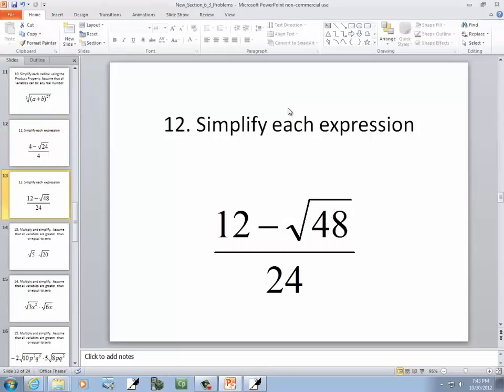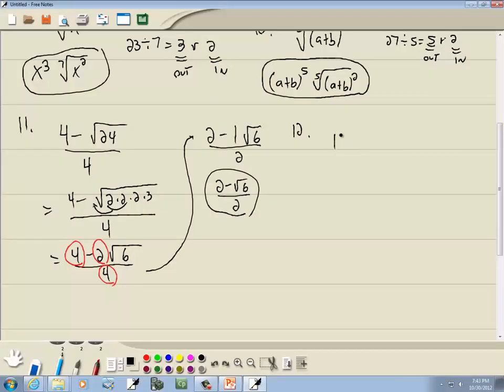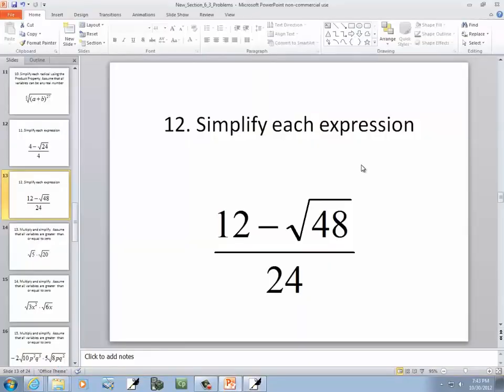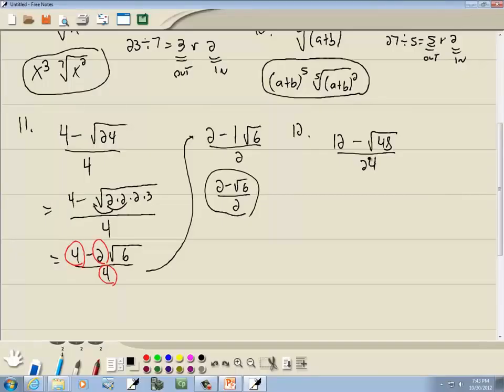Let's look at another one of those. 12 minus square root of 48 over 24. Again, no matter where you are in math, you should simplify your radicals before you go on. 48 is 2 times 2, 2, 4, 8, 16, 48. 2, 4, 8, 16, yeah, 48.